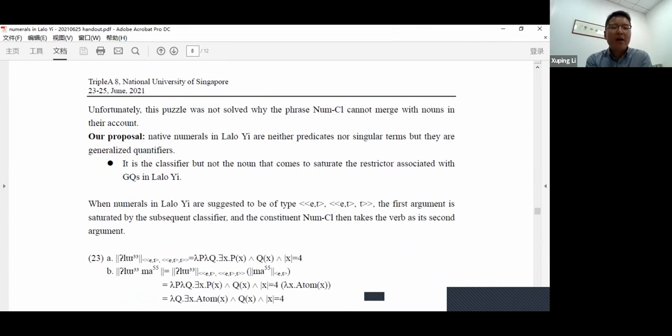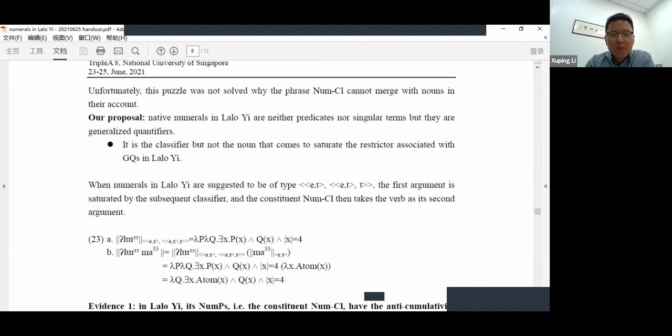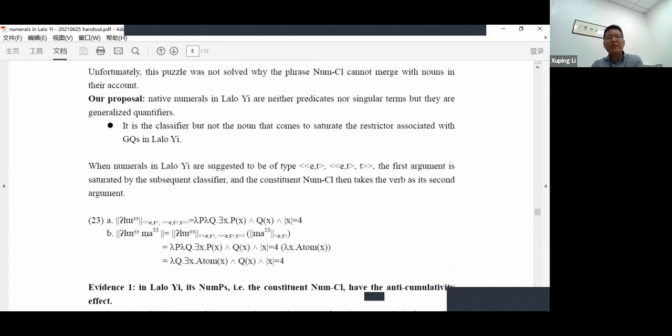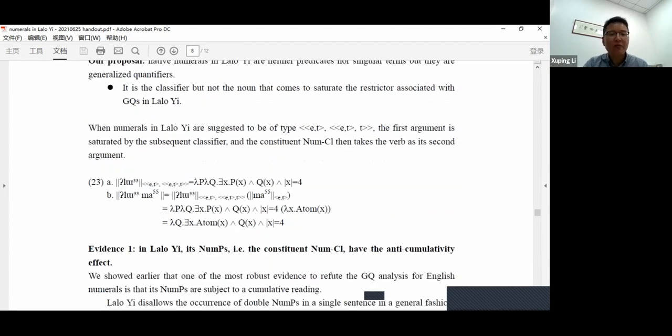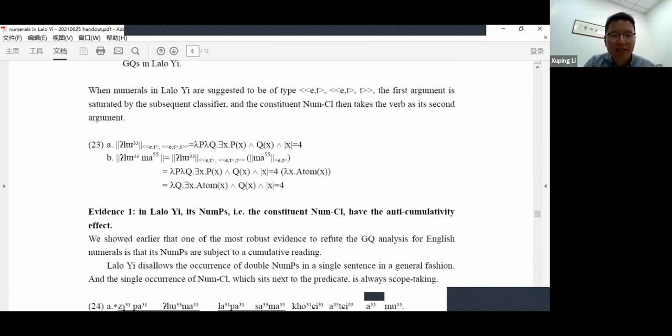Okay, so here we propose that native numerals in Lalo are neither predicates nor singular terms. Okay, they are GQs. It's the classifier that serves as the restrictor, restricted to the numerals. Once the first argument is saturated, then you get type ett. So here's the semantics for 4 and 4 classifier.